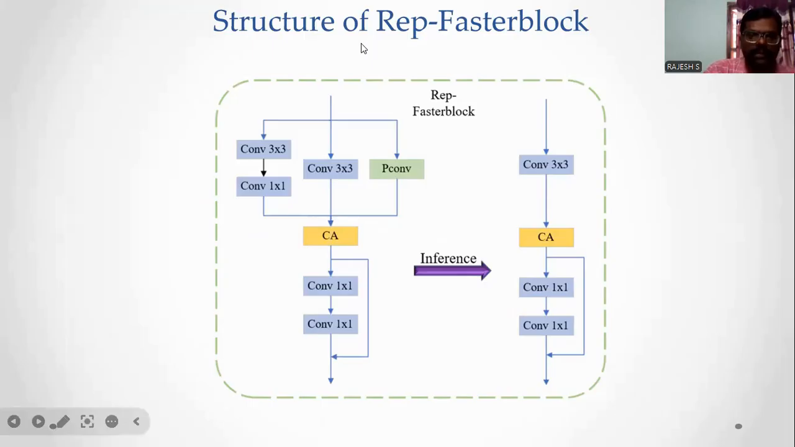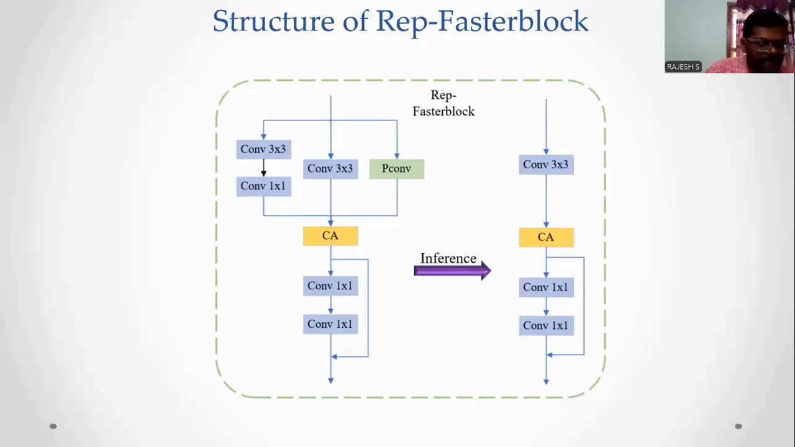Now coming to the third one, the structure of the reparameterization fast block. Rep indicates reparameterization. Reparameterization is nothing but combining many layers into one simple layer after training. And faster means faster computation.